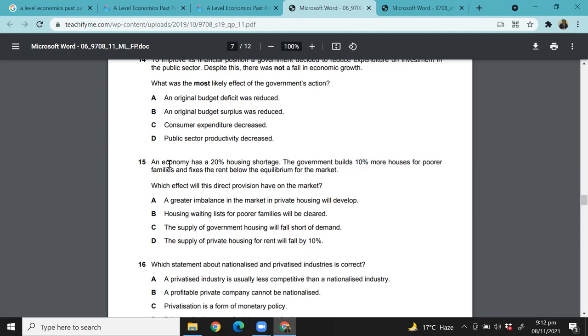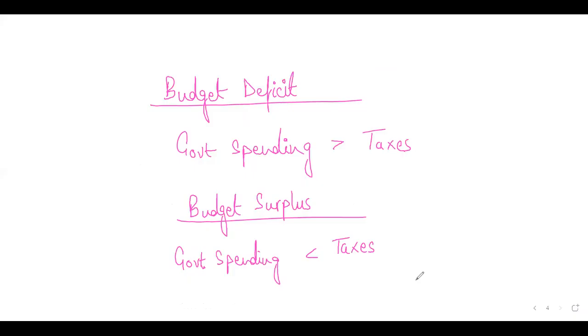Now it says which effect this direct provision has on the market. A greater imbalance? No, not a greater imbalance. Why? Because at least some of the imbalance has been met. Let me show you on a graph. A greater imbalance is not possible because the government is trying to make up some of the deficit, some of the shortfall.